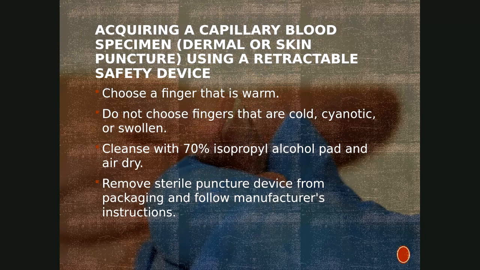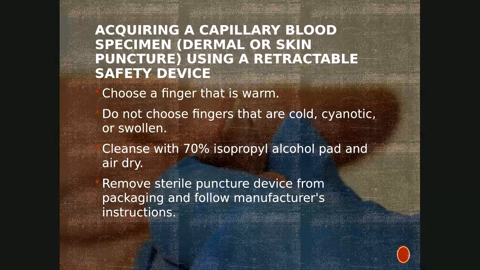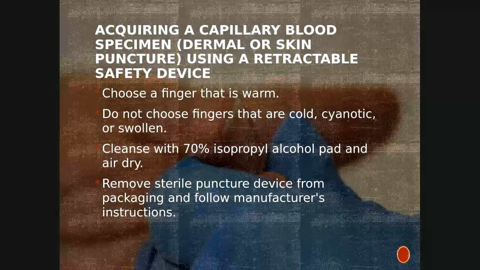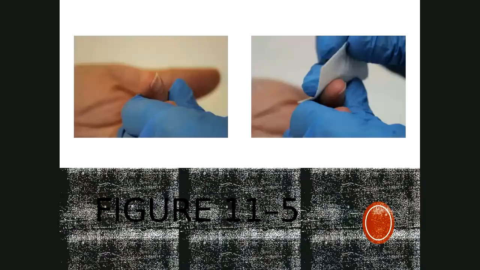So, acquiring a capillary blood specimen, dermal or skin puncture, using a retractable safety device. This procedure is covered in detail on page 381, procedure 11-1, through page 385 in your textbook. We're going to choose a finger that is warm. Do not choose fingers that are cold, cyanotic, or swollen. Cleanse with a 70% isopropyl alcohol pad and air dry. Remove the sterile puncture device from the packaging in front of your patient, as shown here.